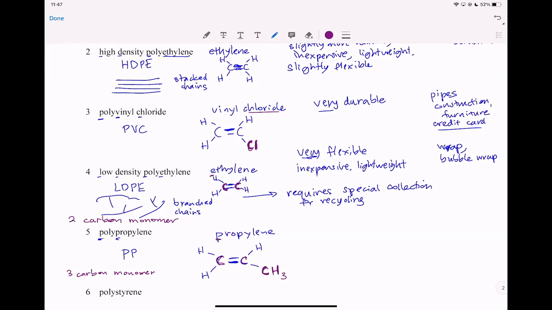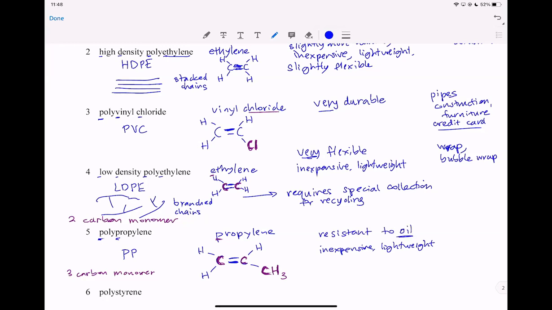Okay, so there's 3 carbons in this monomer, and scientists said, hey, let's just change up one of the hydrogens and see if we can get a different polymer each time. And so that's what happened with the development of these plastics. So for polypropylene, this becomes a plastic that is also inexpensive and lightweight. Okay, but the more distinguishing quality about this is that it is resistant to oil.